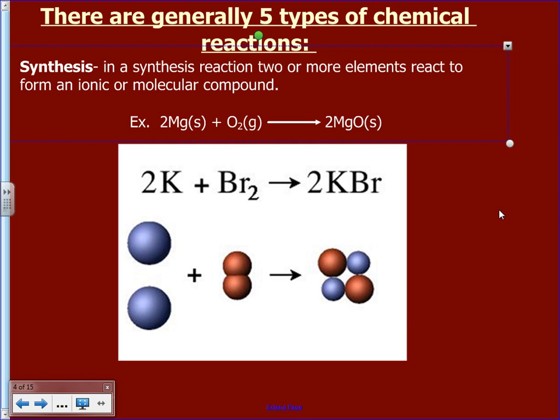Solid and gas, okay. Sometimes you'll see AQ written beside. That means aqueous, dissolved in water. All right. L stands for liquid. Okay. Now, is this reaction here balanced?